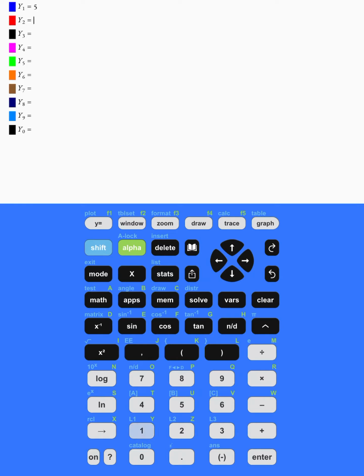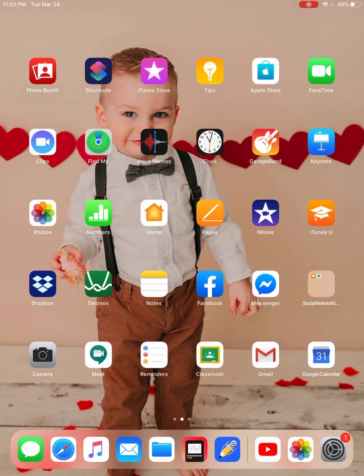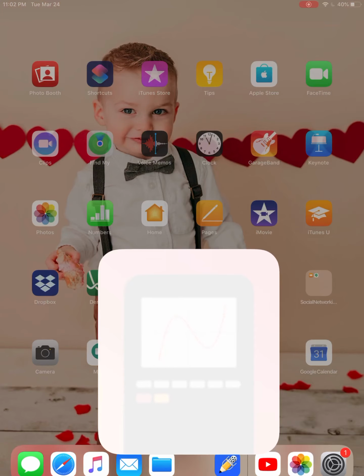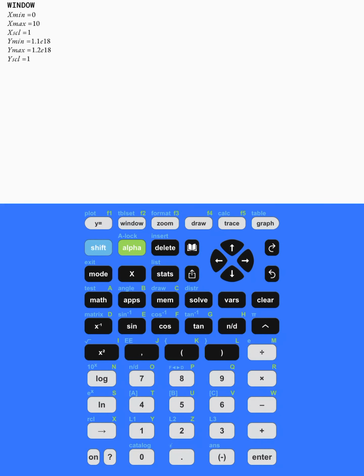So I'm going to clear whatever I have there, put 5 there, put 1.08 to the power of x plus 2. Graph it, but remember the window, I'm going to have to adjust it from my previous example. I'm going to use the standard window for this one because my y-coordinate, I'm just trying to see if it equals 5. So window, go from 0 to 10.